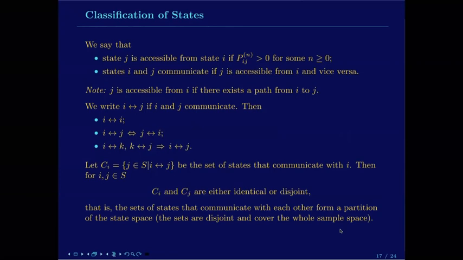And by that, these classes actually form a partition of the state space. So all sets are disjoint and they cover the whole state space. We call something like that a partition.